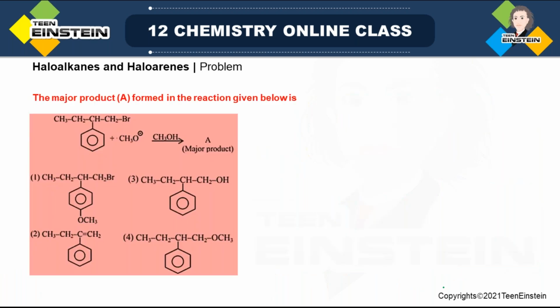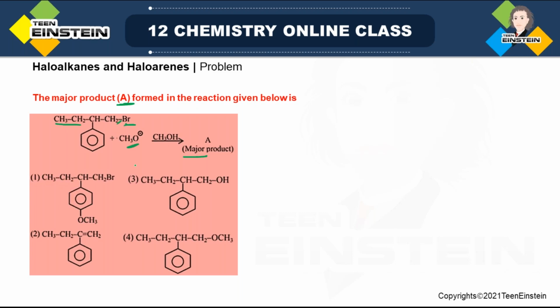Here we will see this problem which is very simple. The major product A in the following reaction that will be formed. You have to find what is the structure of A. Four different options are given. Here we have this 4 carbon chain attached to a benzene ring, and this carbon is containing Br.